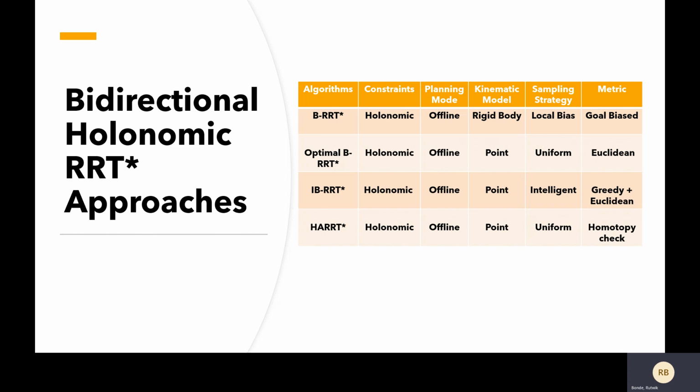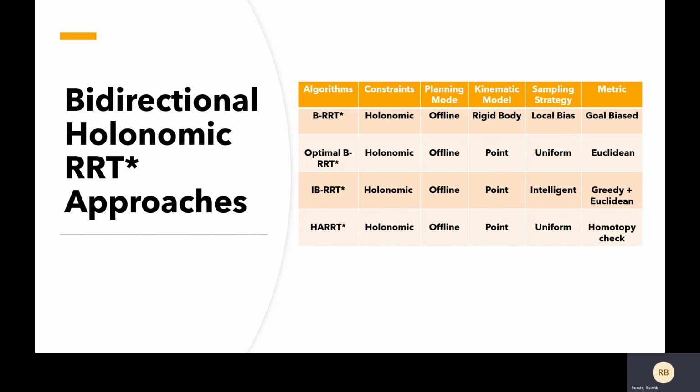Then we have the optimal BRRT star, which introduces multiple heuristics based on different conditions to increase the convergence rate of bidirectional RRT star. But again, the use of multiple heuristics causes computational overhead. Therefore, we have IBRRT star. Now, IBRRT star is intelligent bidirectional RRT star, which uses an intelligent sample insertion heuristic with minimum memory requirements, which improves the path quality as compared to RRT star and BRRT star.